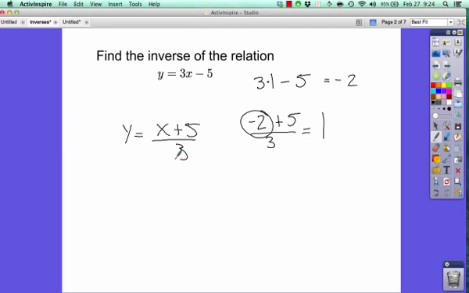Wait, what if you divide it by 3 first, then add 5? No, because we're working the entire thing backwards. So we're thinking about going backwards. First thing here, we multiply by 3 and we subtract 5. So when we go backwards, first thing is we add 5, and then we divide by 3. So we go backwards and opposite. The opposite of subtract 5 is add 5. The opposite of multiply by 3 is divide by 3, and we do it in the opposite order. Yeah, it's an easier way to do this.